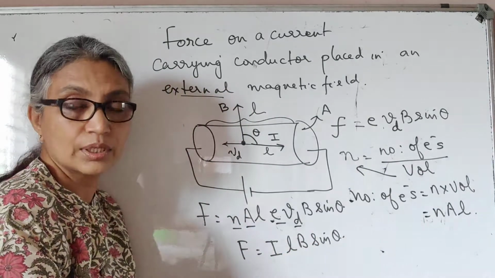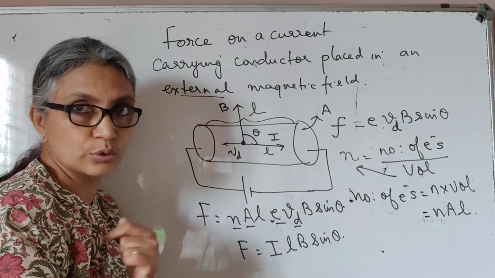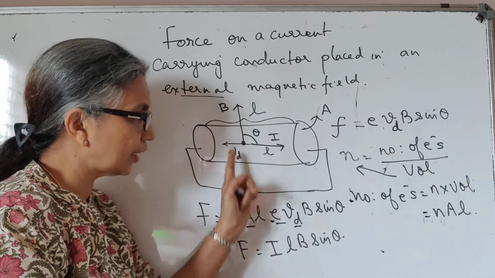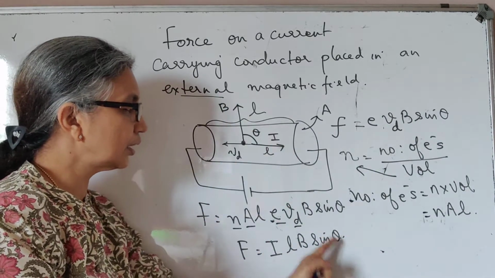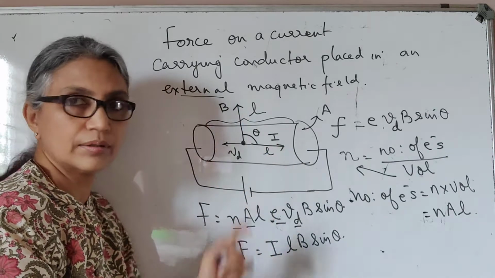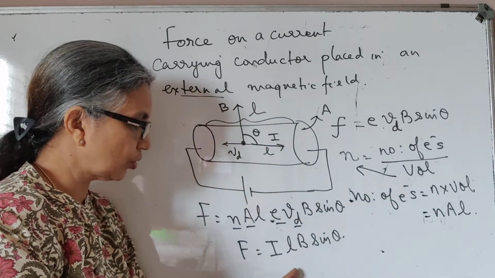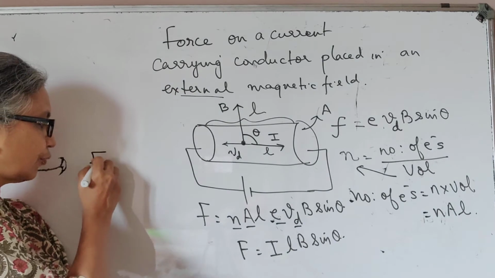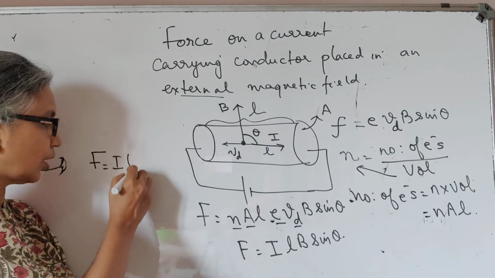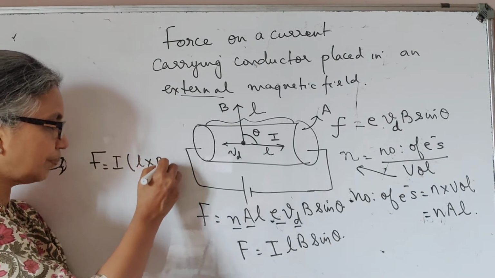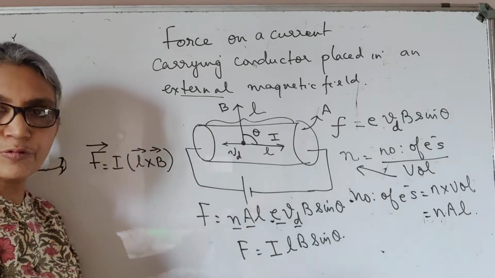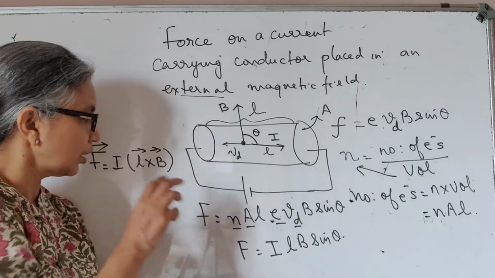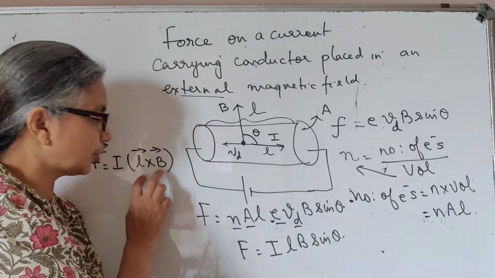Sine theta tells you that it is a cross product between two vectors. The vectors being the length vector in the direction of current and the other vector B. Theta is the angle between the length and the magnetic field B. So combining that, you may write the force experienced is equal to I into L cross B. These two are the vectors and F is the resultant vector. Now the theta angle is the angle between L and B.